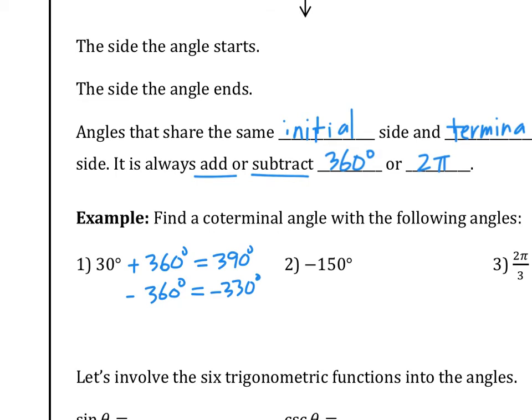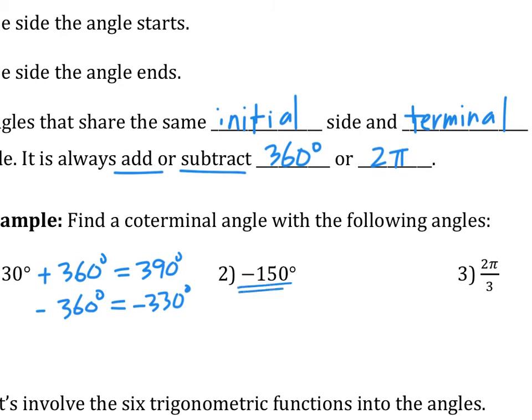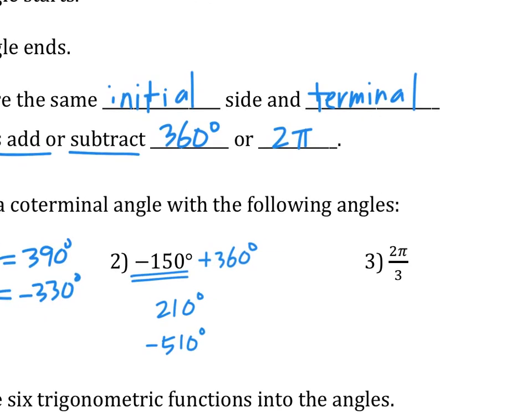Can you guys give me a coterminal angle with negative 150? Yeah, 210. So basically, if you added 360 degrees, you would get 210. What's another one? Negative 510. Okay. Now let's try 2 pi over 3. So remember, you're going to add or subtract 2 pi.